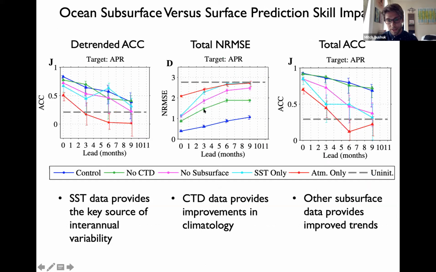The RMSE showed us that the CTDs are primarily improving the climatology. And then the ACC, including the trend, suggested that it's the other subsurface data that's providing improved predictions of the trends in this region. So it's an interesting message that there's quantifiable value to these various observation types, and the value you prescribe to a given observation is quite dependent on the prediction skill metric that you choose to use for your problem.